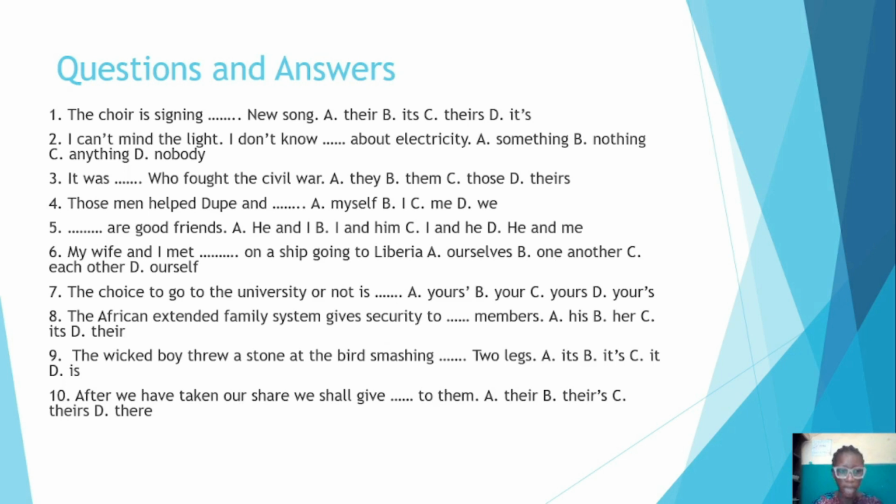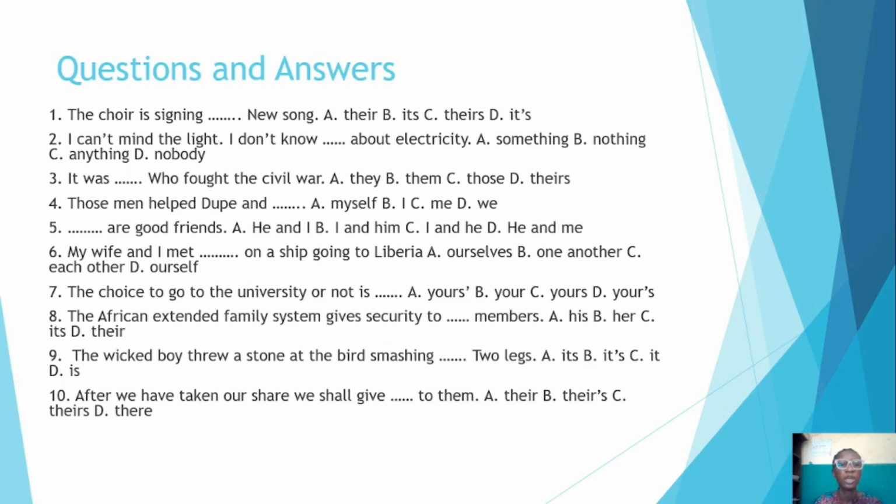Question 2. I can't mind the light. I don't know dash about electricity. Option A, something. Option B, nothing. Option C, anything. Option D, nobody. The correct option is option C, anything. I don't know anything about electricity. Anything suggests negative, any. So, I don't know anything about electricity.